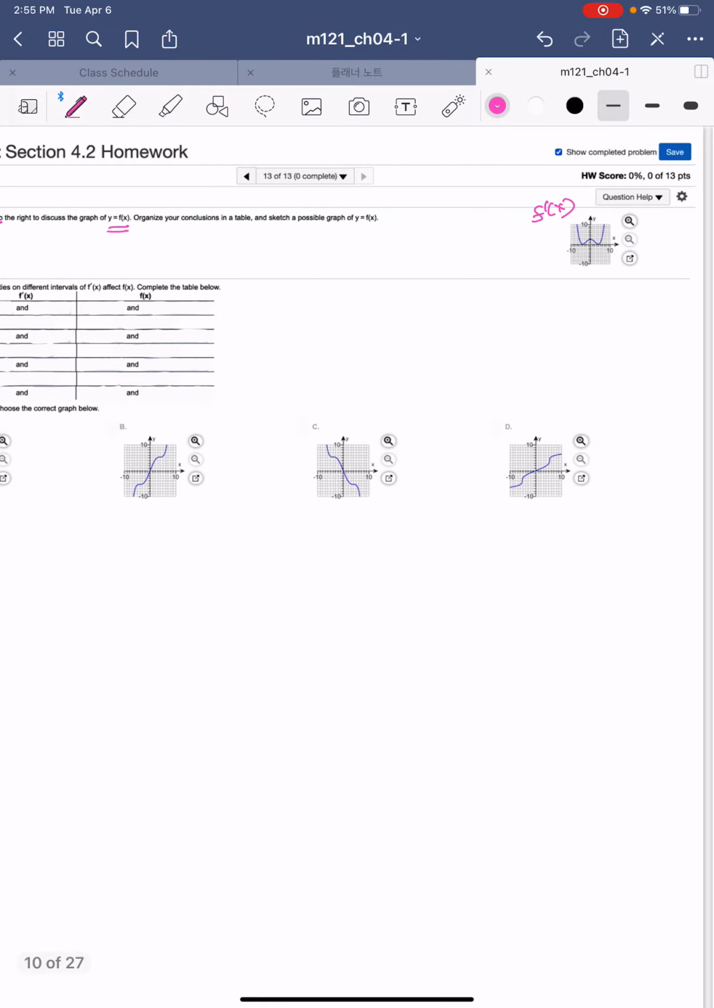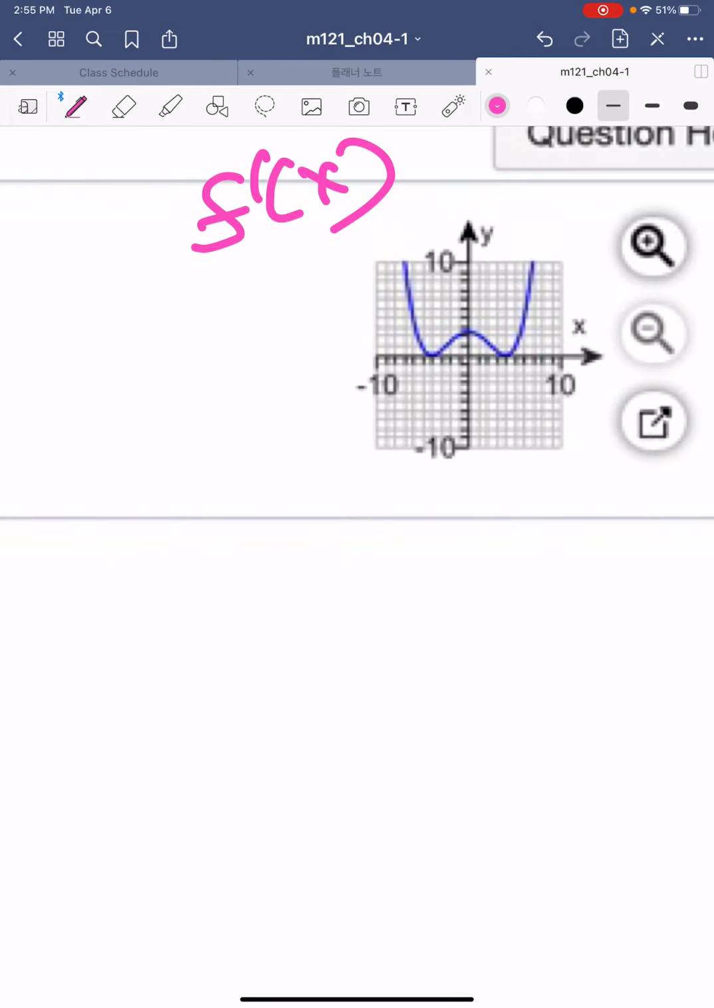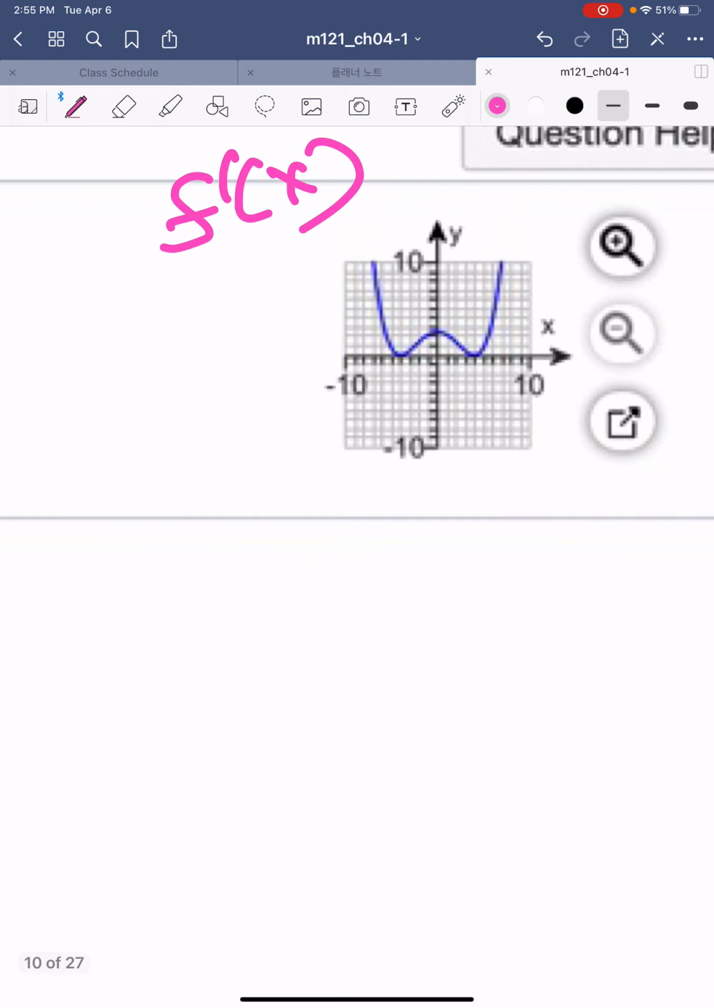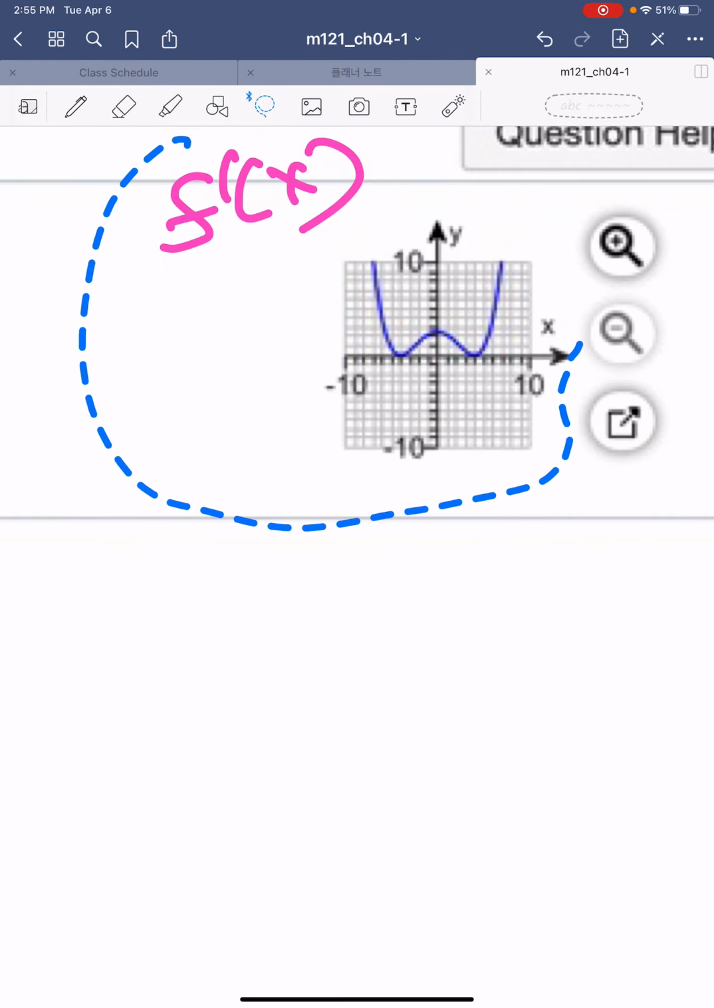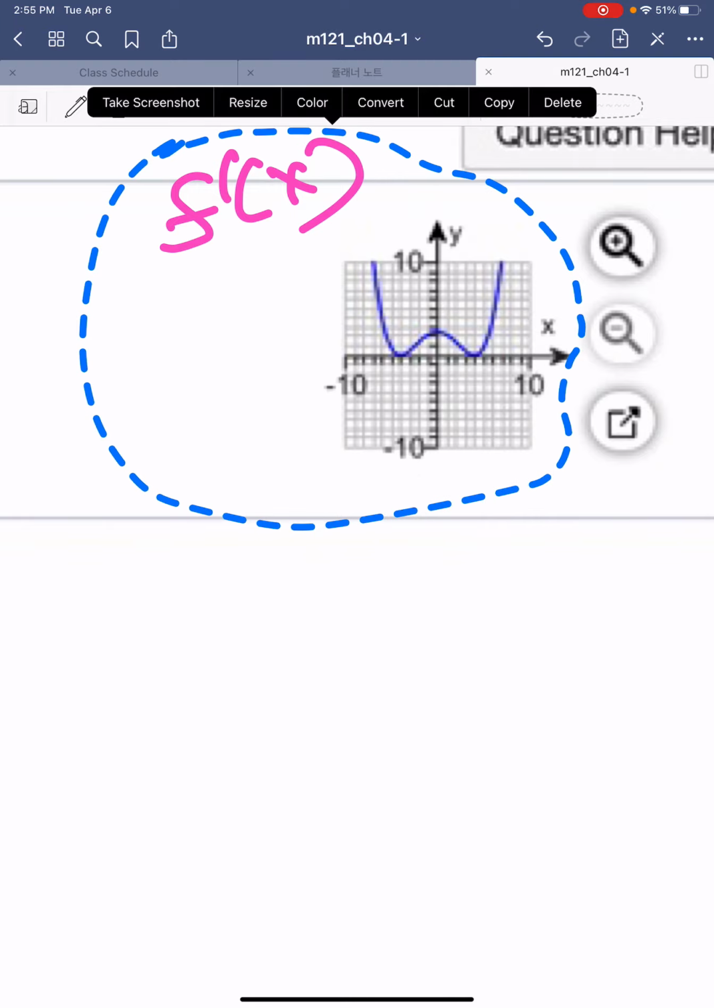All right, so let's take a look at this one. I'm going to zoom in a little bit. In fact, let's take a screenshot.